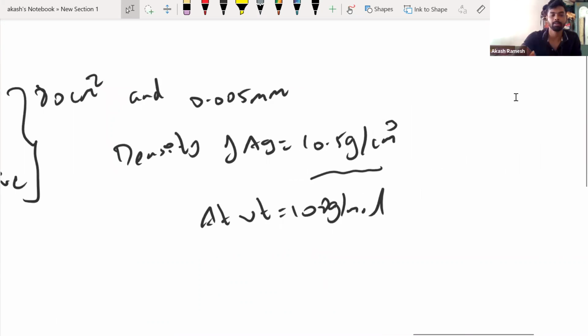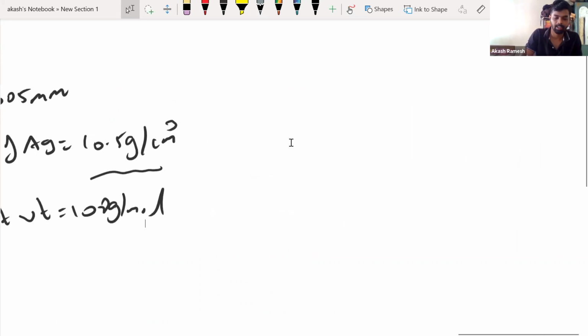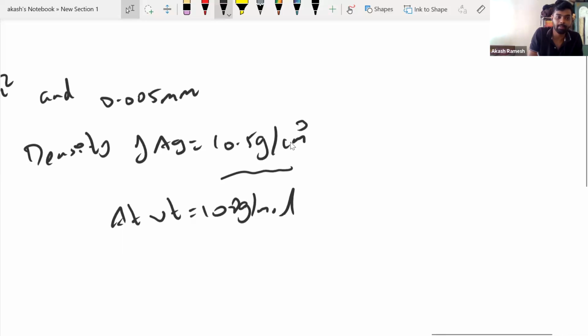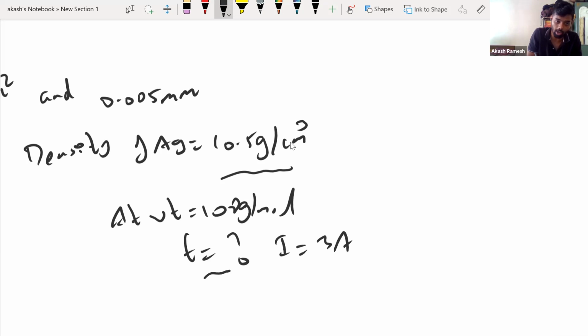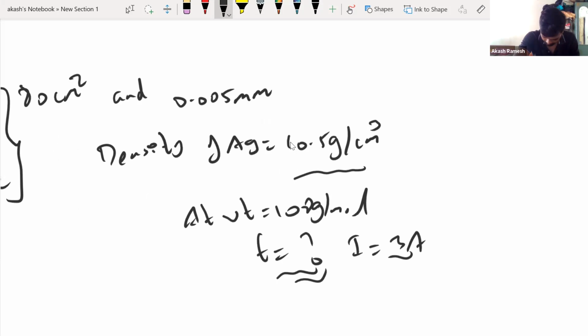Now, very simple people, you don't have to worry about this so much, as data is given to you. Anyways, fine. We'll try to do this problem. See, they're asking you about the time period. How long a current of 3 amperes, I is equal to 3 amperes, should be passed through silver nitrate, so that you will be able to coat a metal surface having this much dimensions.